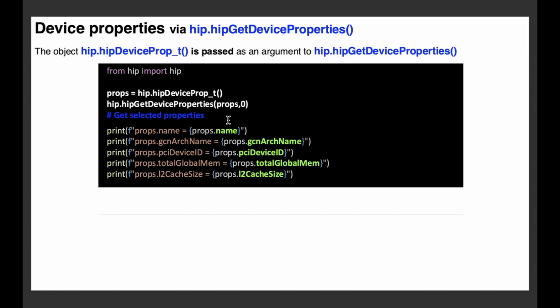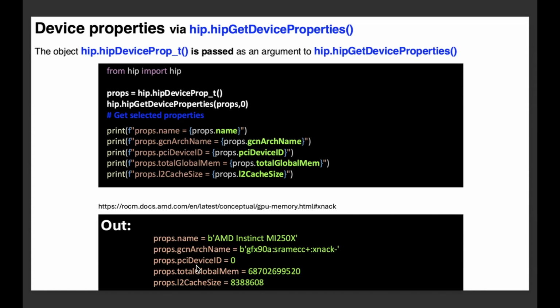If we run this simple example, by the way, this is example 1 that you can access from the Git repo, or you can get it directly from the project directory. This is the output of the script. You can see that the name of the GPU is AMD MI250X. The architecture of the GPU is gfx90a. There are some additional options here.